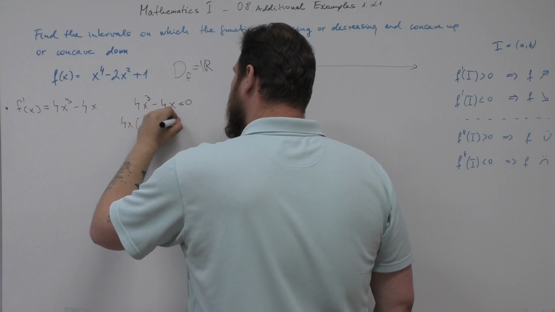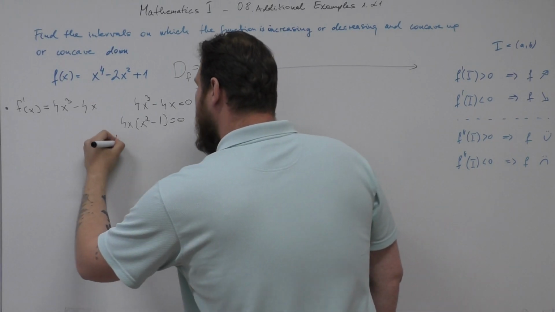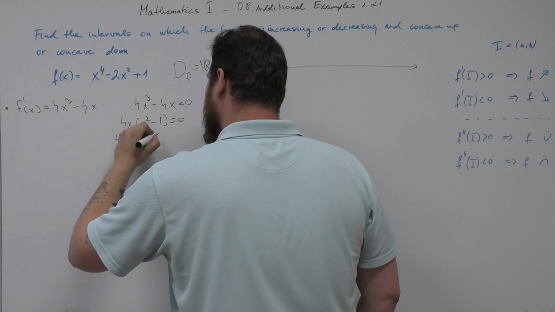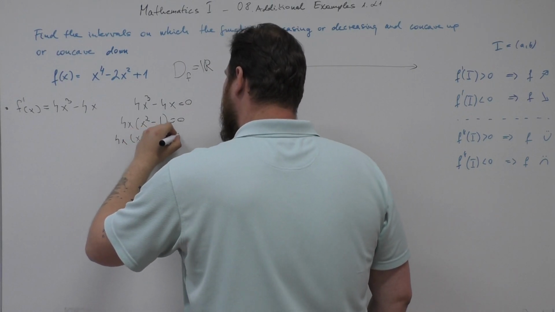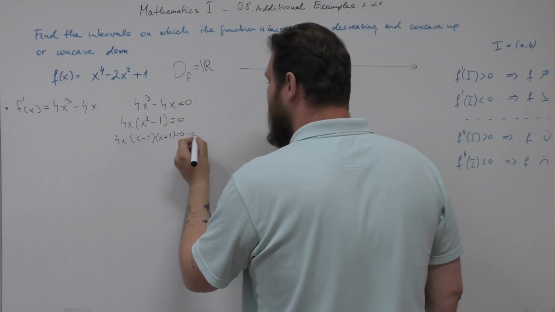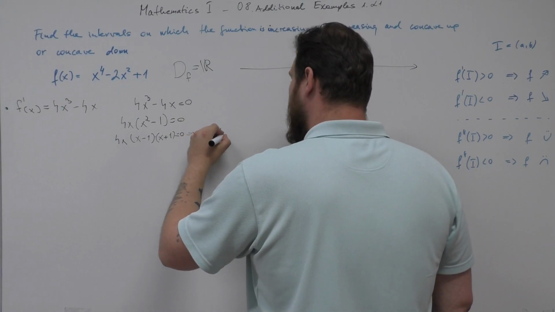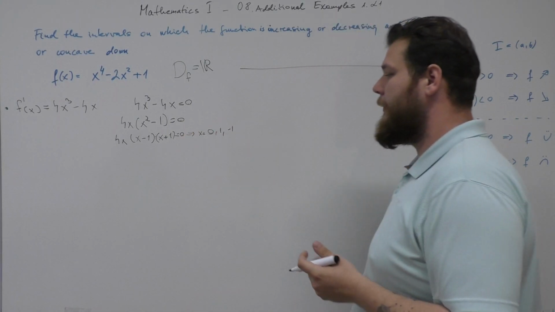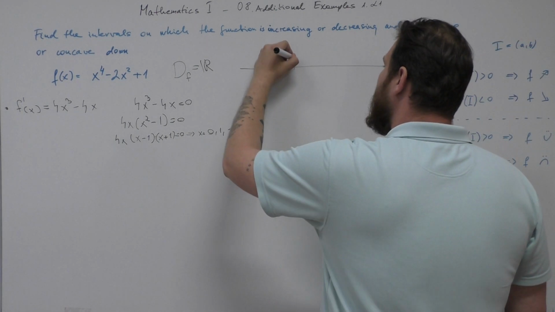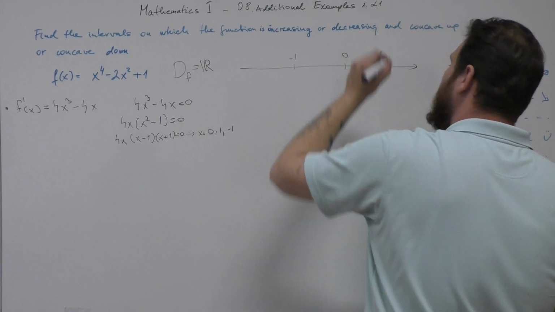1 equals 0. Now this is nothing else but 4x times x minus 1 times x plus 1 equals 0. So our critical points are 0, plus 1 and negative 1. Let's put these numbers back on our number line. Here we have negative 1, here we have 0, here we have plus 1.